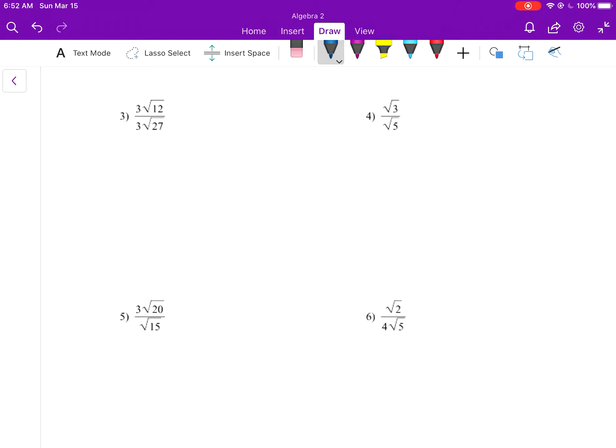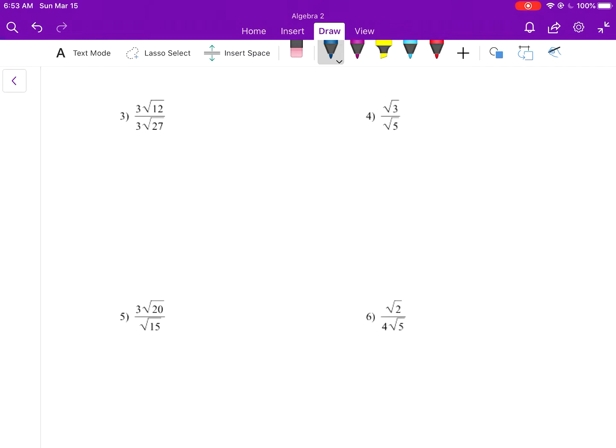So in those first three questions on this worksheet, we could just do reducing and simplifying, and there were no square roots left in the denominator. For 4, 5, and 6, that's going to be different, and we have seen these before, so this should just be review. But for number 4, we have square root of 3 over square root of 5.